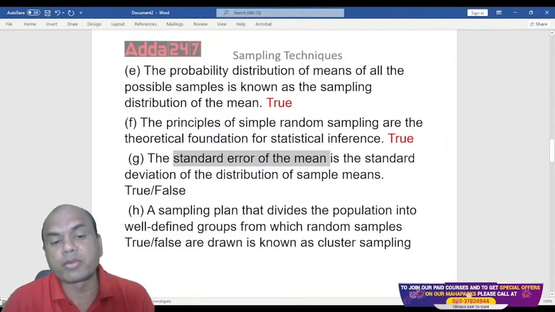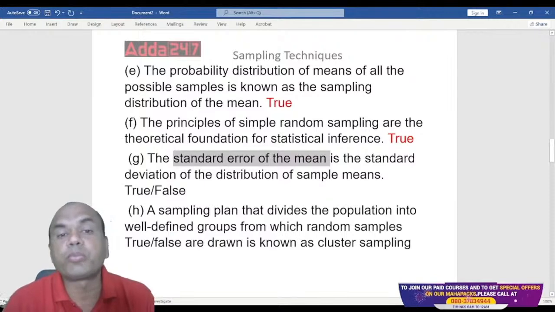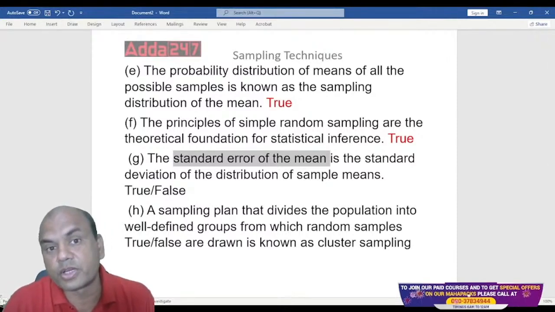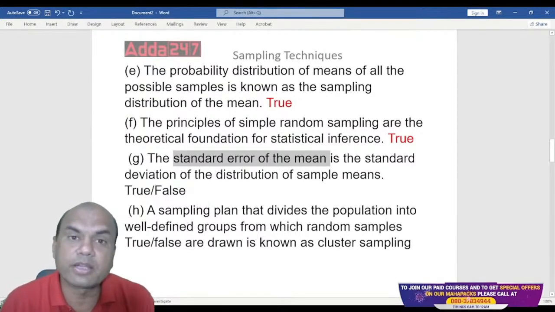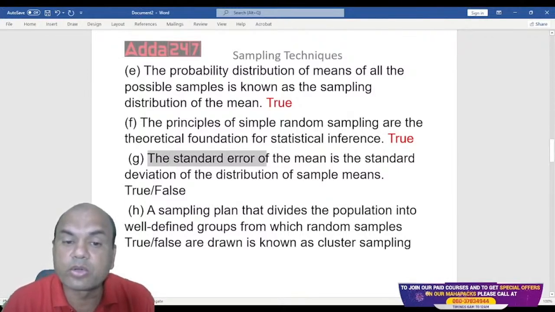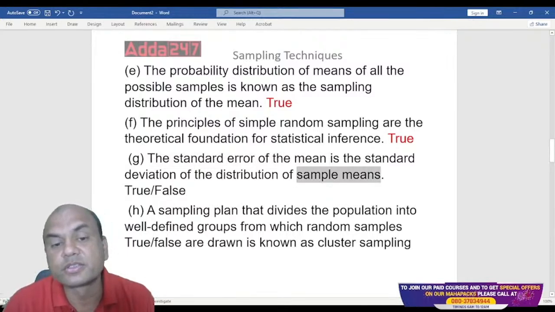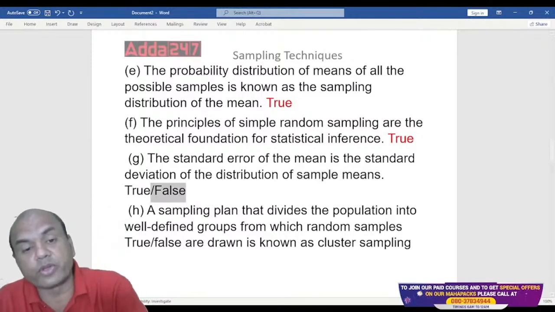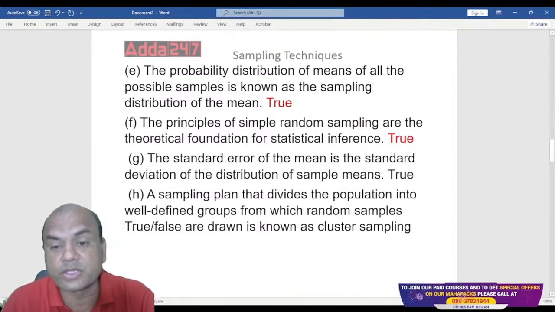Remember one simple logic. For a population, we always use the word standard deviation, and for samples, we always use the word standard error. So the standard error of the mean is the standard deviation of the distribution of the sample means. Standard error relates to samples, so this is again true. These are all information points for you. In the exam, you might get such questions.